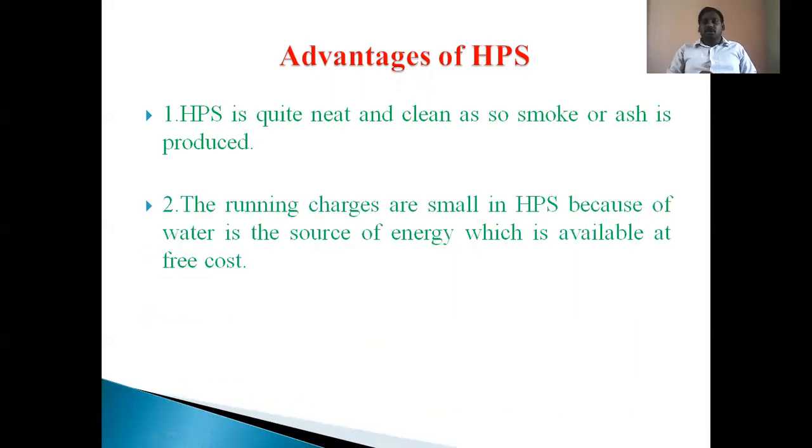Next one is the running charges are small in a hydroelectric power station, because water is the source of energy, which is available free of cost. Why? Because rivers are there. We have rivers. In those rivers, a huge amount of water is there.